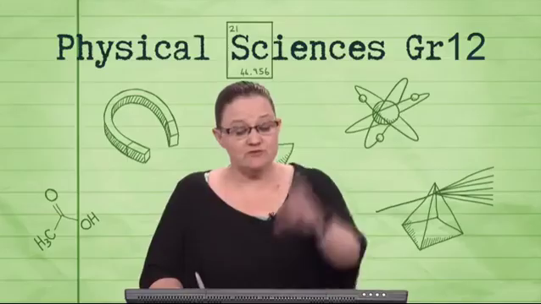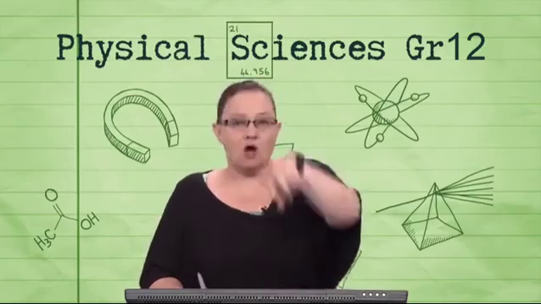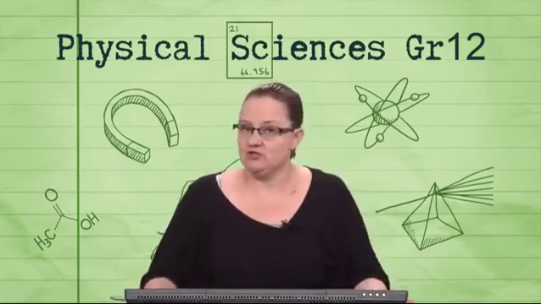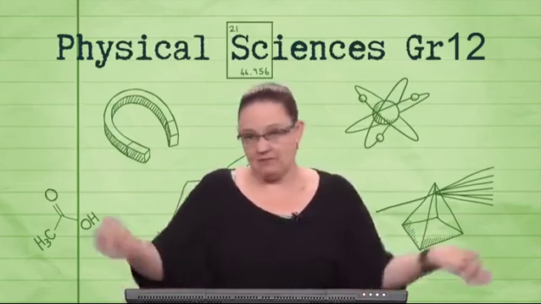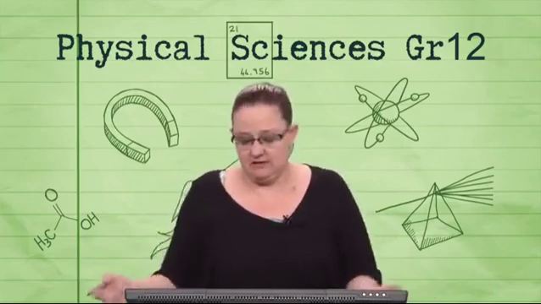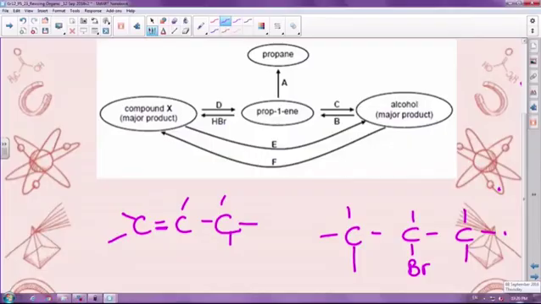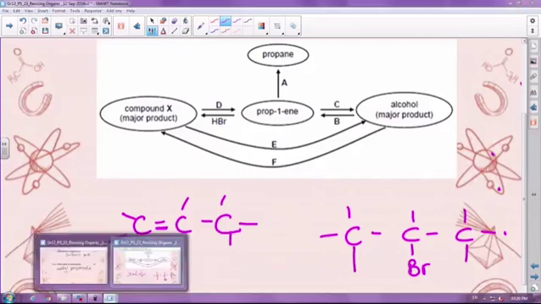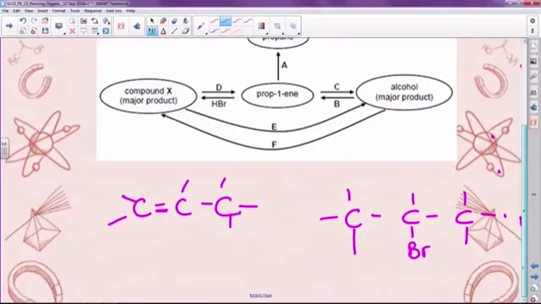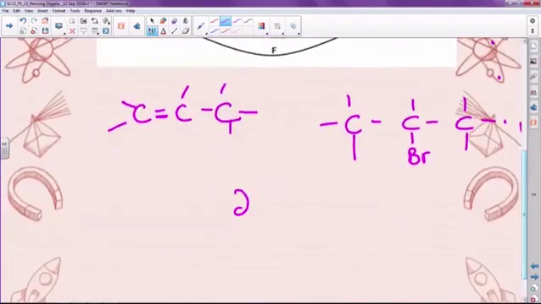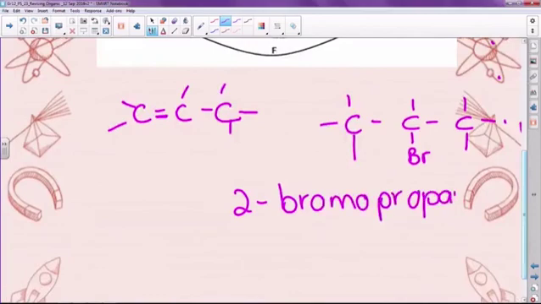So the hydrogen from the HBr will go onto the carbon that already has a lot of hydrogens on it. If it doesn't matter which one it goes on, then it doesn't matter. There won't be a difference here. So the name of my major product becomes 2-bromopropane.